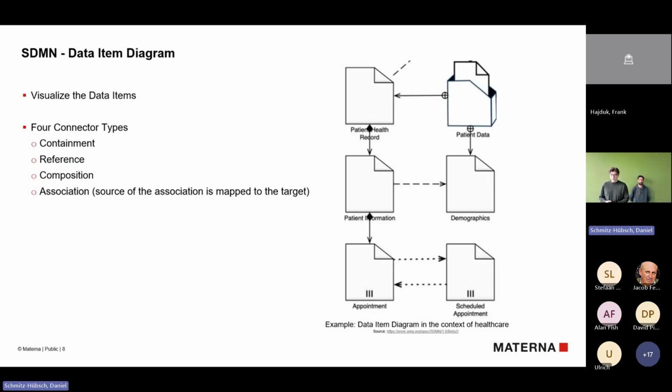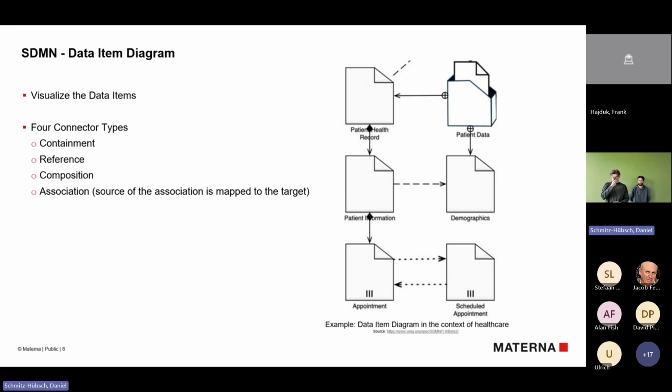This is the way of visualizing the data items. They can be connected with four different connector types, where you can see we have a containment. Containment is like the patient data which is in a folder, and the patient health record and the demographics are part of this folder. Next, we have a reference connection. This is between, for example, the patient information and the demographics, because the patient information references the attributes in demographics. Next, we have the composition.